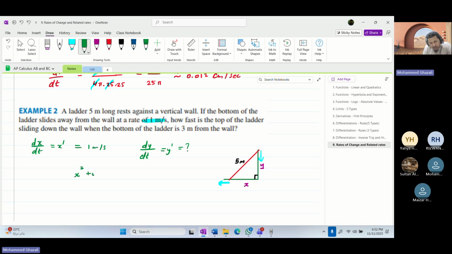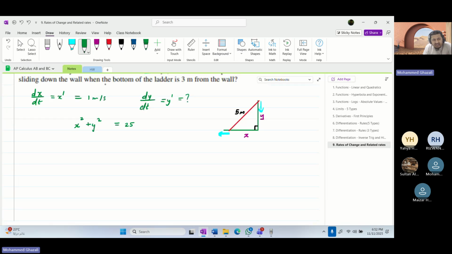x squared plus y squared is equal to 25. Do we implicitly differentiate this? Let's implicitly differentiate. You're going to get 2x times x prime plus 2y times y prime is equal to 0, because x and y are both functions of time. Are we good, guys?